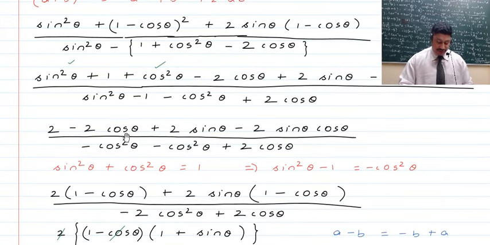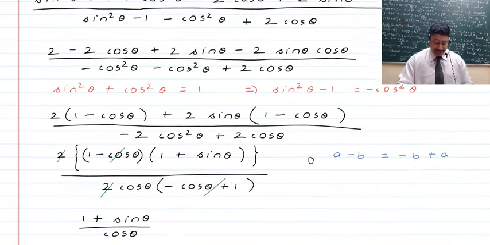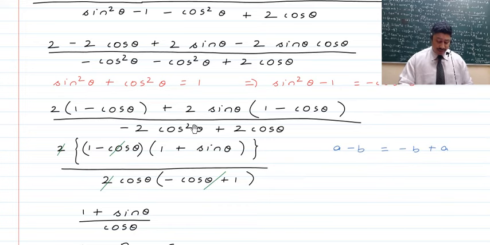Now out of the first two, if we take 2 common outside, we have 1 minus cos theta inside, and similarly out of the next two, if we take 2 sine theta common outside, we will have 1 minus cos theta inside. Now out of these two, we find that 2 is common all through, so we can take it common out, and then inside we further have 1 minus cos theta also common, so we can take it common outside, and then in the first term we are left with 1, and in the second term we are left with sine theta, as 2 has already been taken out.